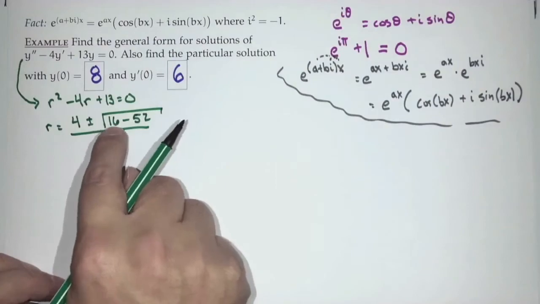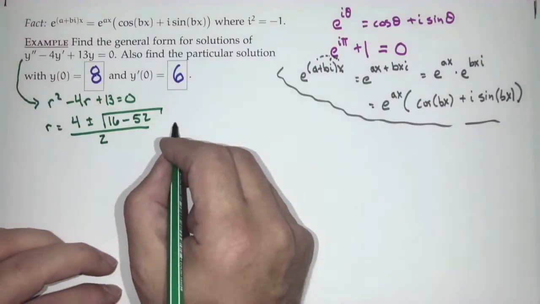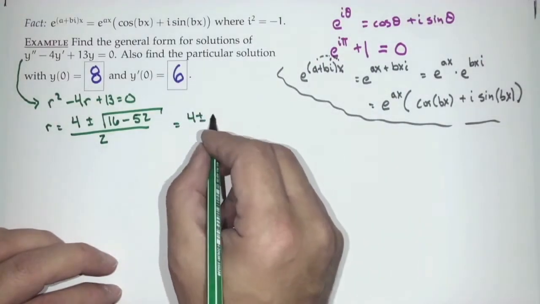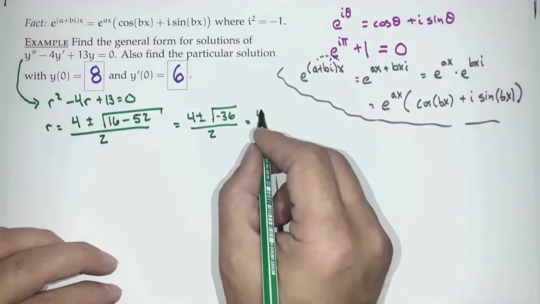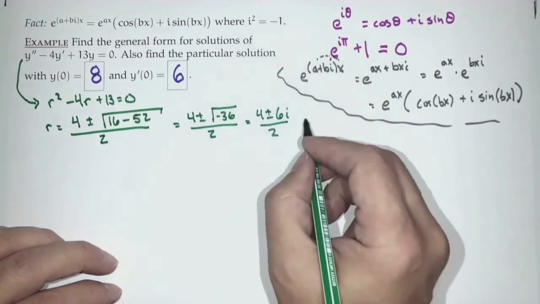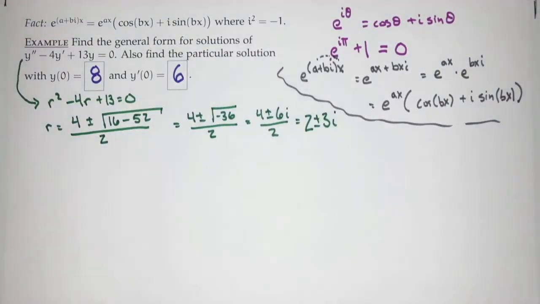Okay, so let's talk about 16 subtract 52. What is 16 subtract 52? Negative 36. That sounds like a nice number, at least the 36 part. What is the square root of negative 36? 6i. So we end up with 2 plus or minus 3i. Now the good news is, are these repeated or distinct? They're distinct, because one is 2 plus 3i, one is 2 minus 3i. Different numbers. So there's no bumping involved.